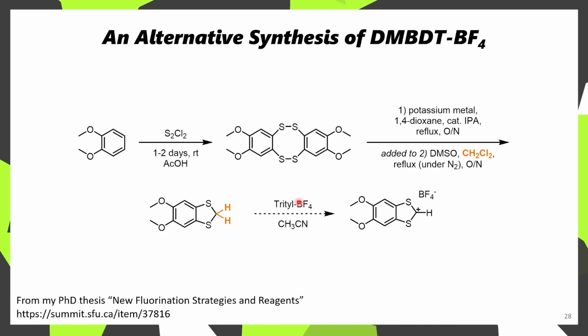So this might be more desirable even though it's over several steps, if you're trying to make a whole lot of this. The tetrathiacin can be reduced to the corresponding thiolate using a potassium metal melt, which is then refluxed in 1,4-dioxane with a little bit of isopropanol overnight. This is then added to a solution of dichloromethane in DMSO, which is once again refluxed under nitrogen overnight.